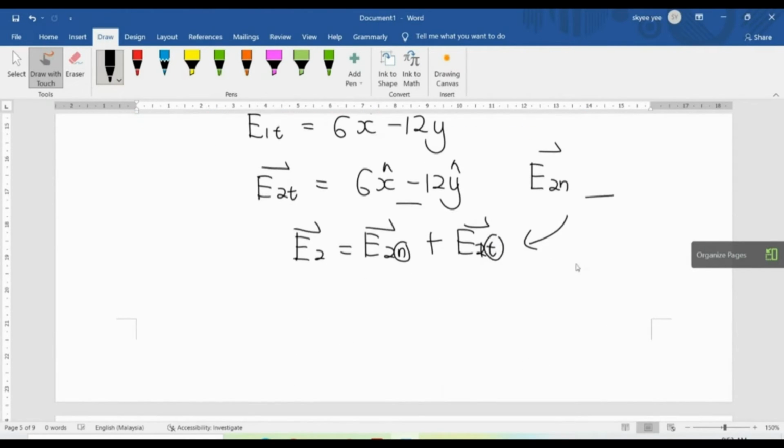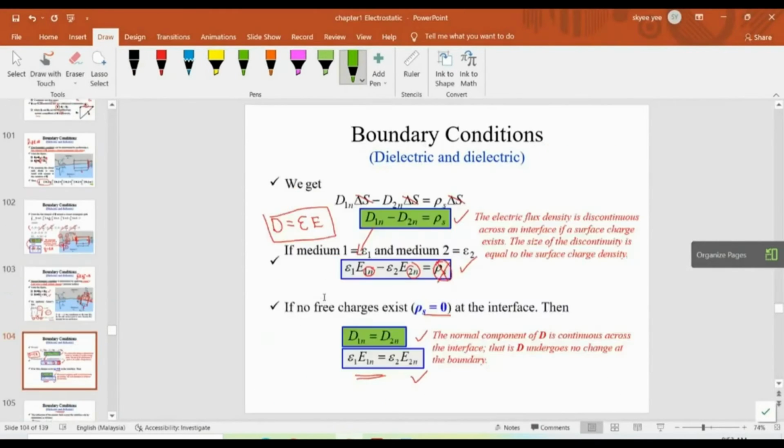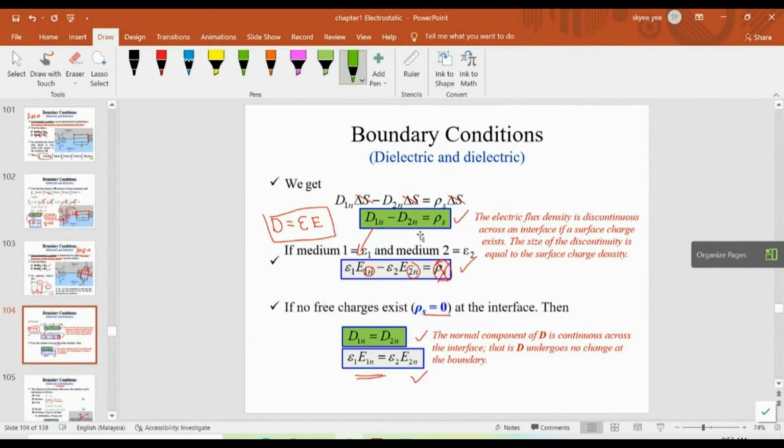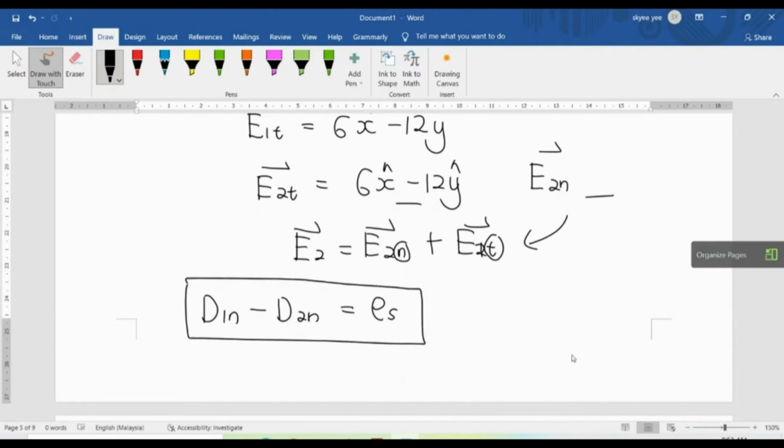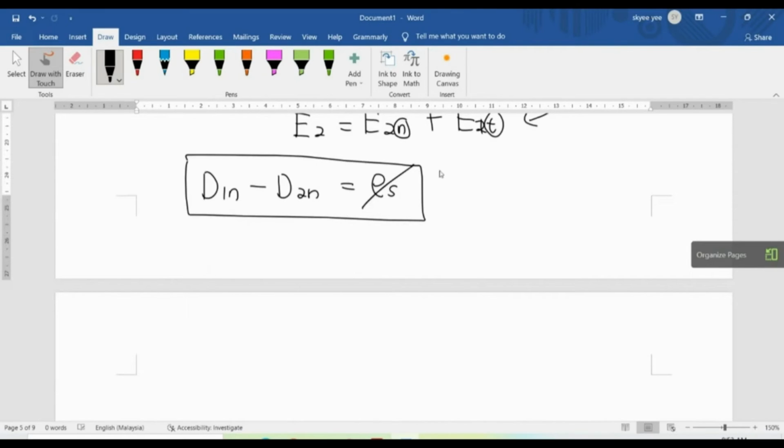You cannot find E2n directly using the equation that has E2. So you have to use the other set, which is this one: D1n minus D2n equals rho s. This is another set of Maxwell equations, the second set that you have to apply. Rho s in this question is 0, so D1n will be equal to D2n.